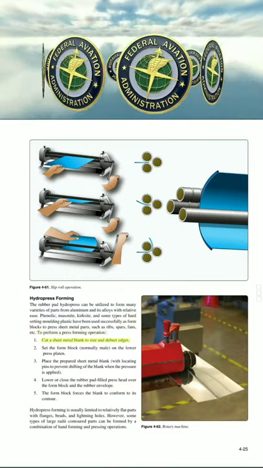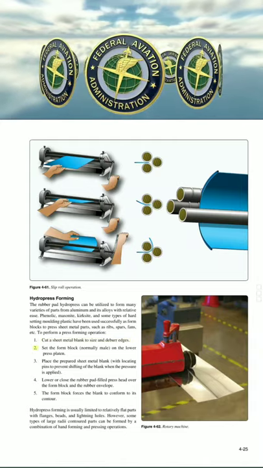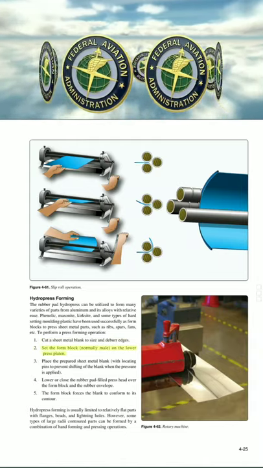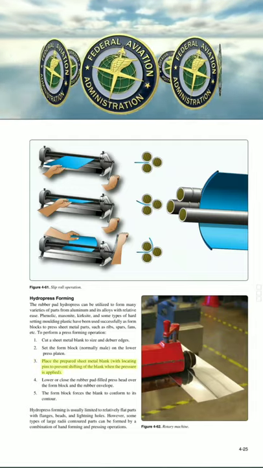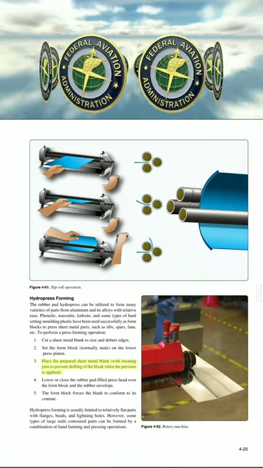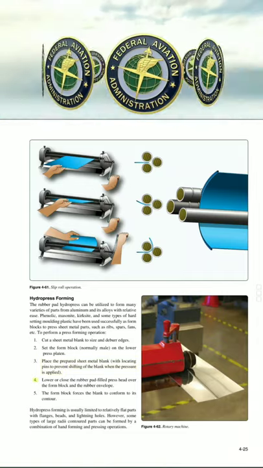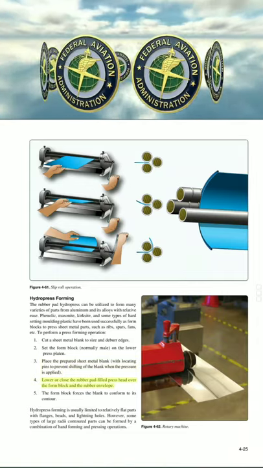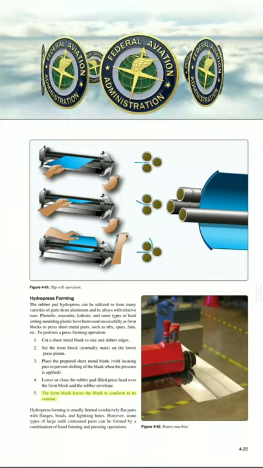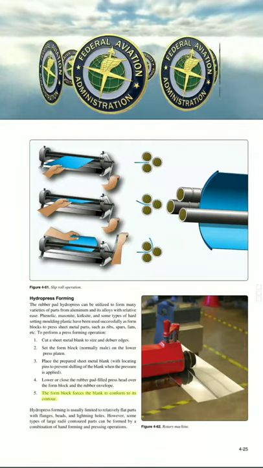1. Cut a sheet metal blank to size and taper edges. 2. Set the form block, normally male, on the lower press platen. 3. Place the prepared sheet metal blank with locating pins to prevent shifting of the blank when the pressure is applied. 4. Lower or close the rubber pad-filled press head over the form block and the rubber envelope. 5. The form block forces the blank to conform to its contour.